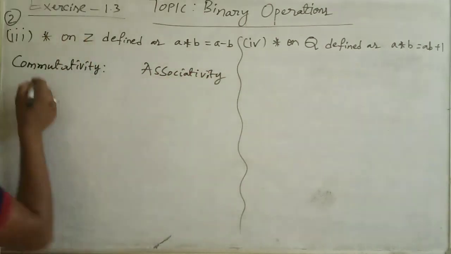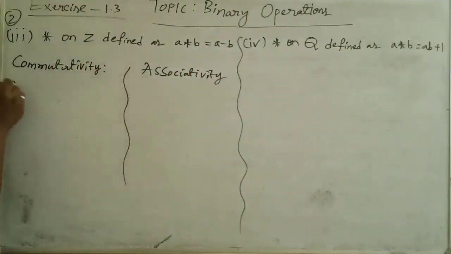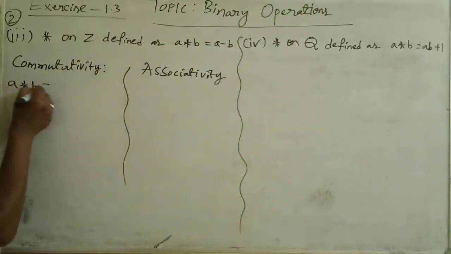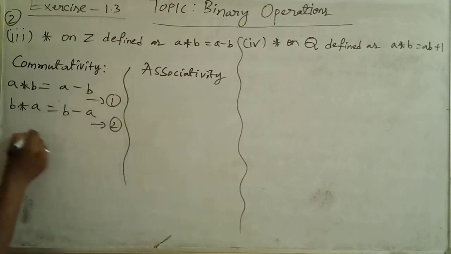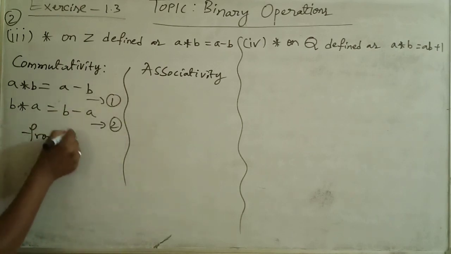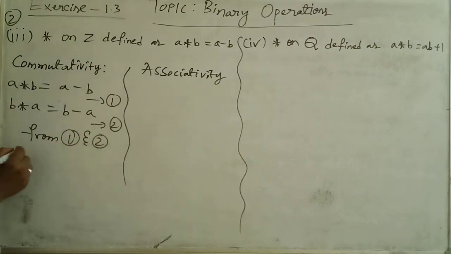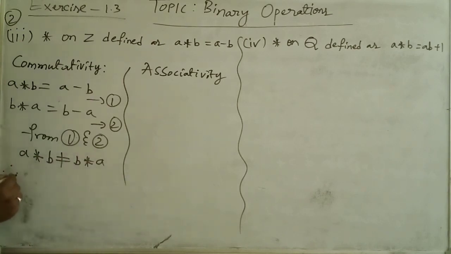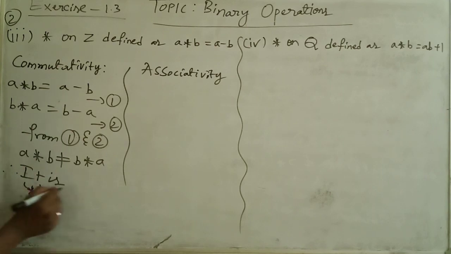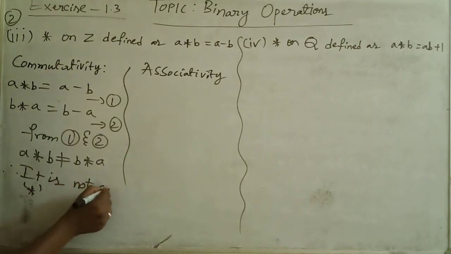Let me check. Commutativity means A star B is equal to A minus B. Now B star A is nothing but B minus A. This gives equation 1, equation 2. From 1 and 2, you can write A star B is not equal to B star A. Therefore star is not commutative.